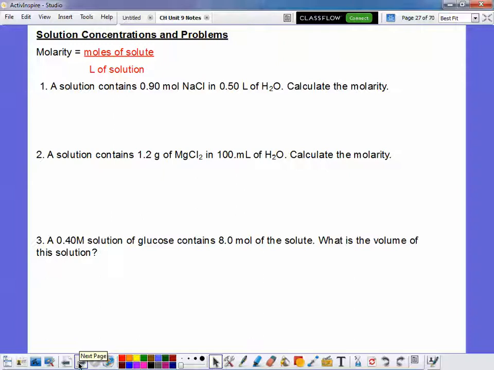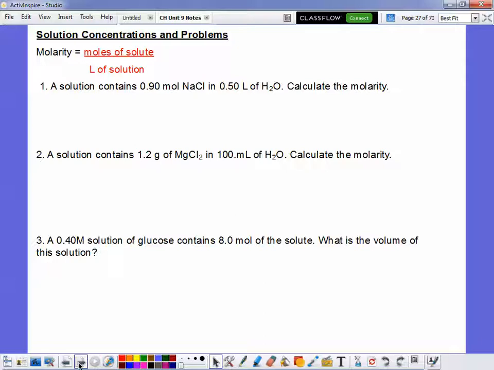That is moles of the solute divided by liters of the solution. So we need to know how many moles of solute we have. Sometimes you're given grams of the solute, which you would need to convert to moles. Remember, nothing ever goes away in chemistry. And then the bottom, liters of the solution, that's the total liters of the entire solution. Okay. So let's look at a couple examples.